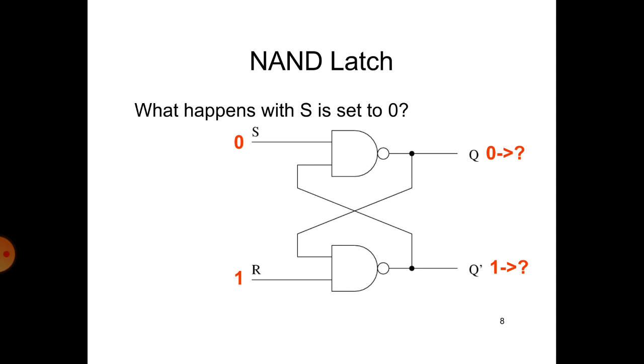What happens? S is set to 0. S is 0 means Q will be 1, and R is 1. Q will be given to the input of the second NAND gate. Here R input is 1 and the second NAND gate input is 0, 1. So 0, 1 means the output of the NAND gate will be 1. That will be given to the first NAND gate. Again 0, 1 means 1. So it is a stable state.